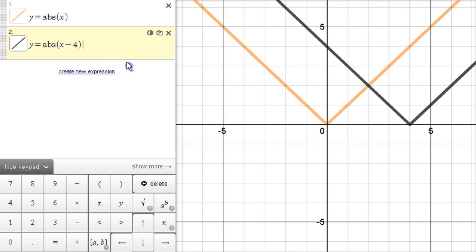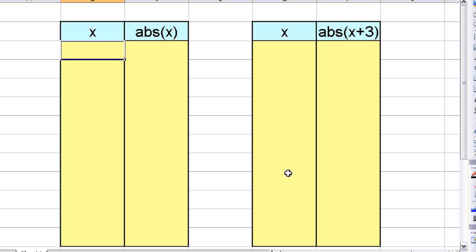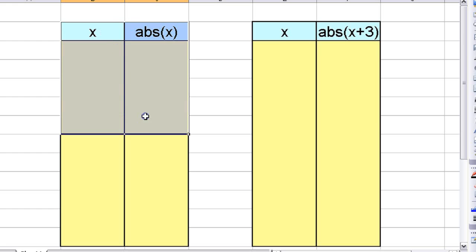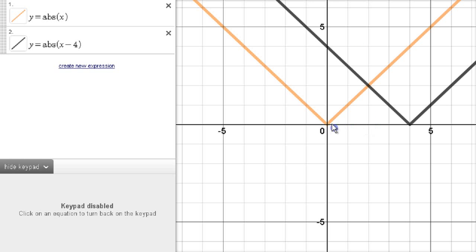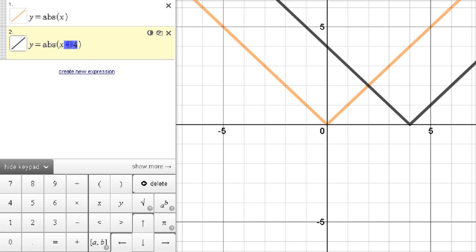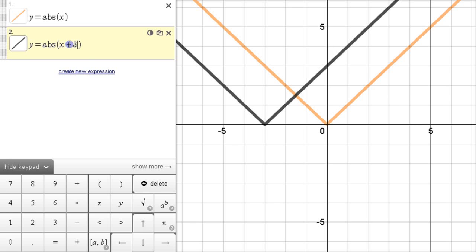All right. Well, let's see what's happening in a table because we want to look at it a bunch of different ways. So this is the first one here, x and absolute value of x. In this first table, we're going to look at some of the points, and this is x and absolute value of x plus 3. What we're going to track here is what happens to any given point.